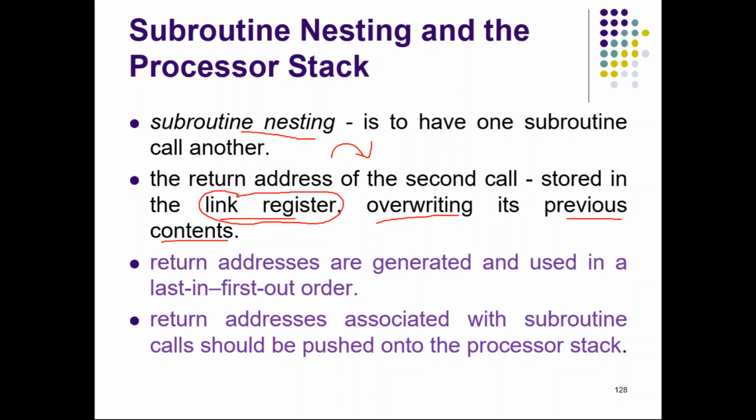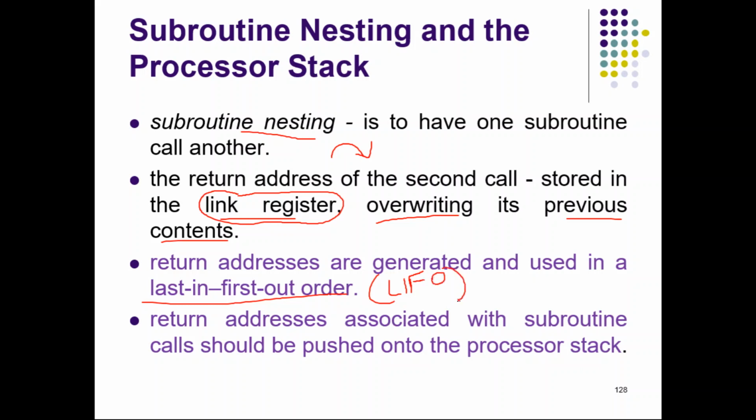So if there is a nested subroutine call, the link register will not work. The job cannot be done with the link register. Then what should we do? If you observe the return addresses, in what order should the control return? It should return in LIFO order, last in first out order. If there are nested subroutine calls, the control should return in this order, last in first out.